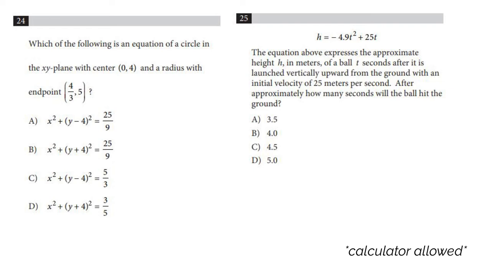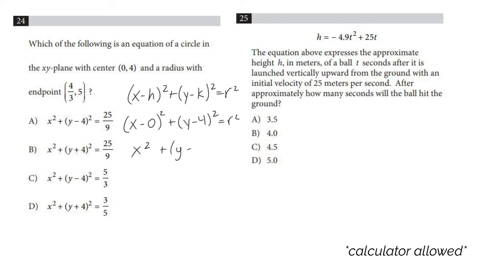I want to talk about the equation of a circle now. So the equation of a circle is x minus h squared plus y minus k squared equals r squared. My center is at 0 and 4. So when I plug in my center, I'm plugging that in for h and k. And if you remember from geometry, if you have x minus 0 in a circle equation, that's just the same as written as x squared plus y minus 4 squared equals r squared.